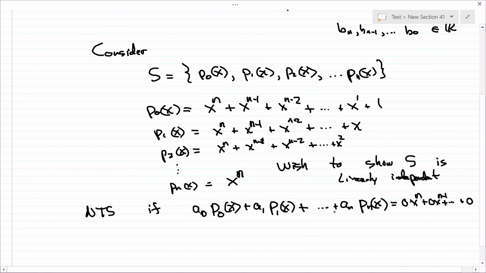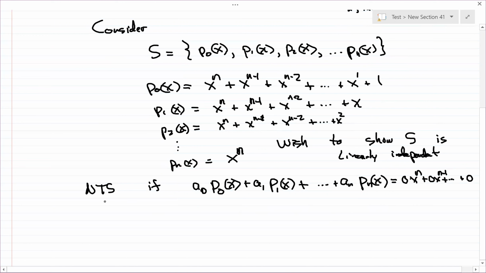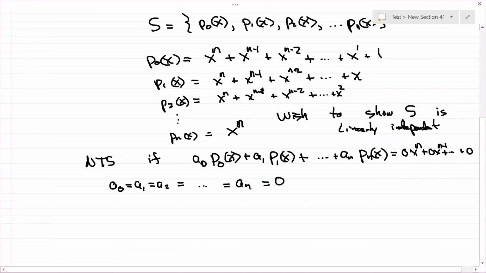If you have that, then what we need to show is that A0 equal A1 equal A2, all the way to the end, which is An, must be equal to 0. The only way that the linear combination of these polynomials could equal the 0 polynomial is if the coefficients are all 0. Okay, you do the same kind of thing we did in the previous example.